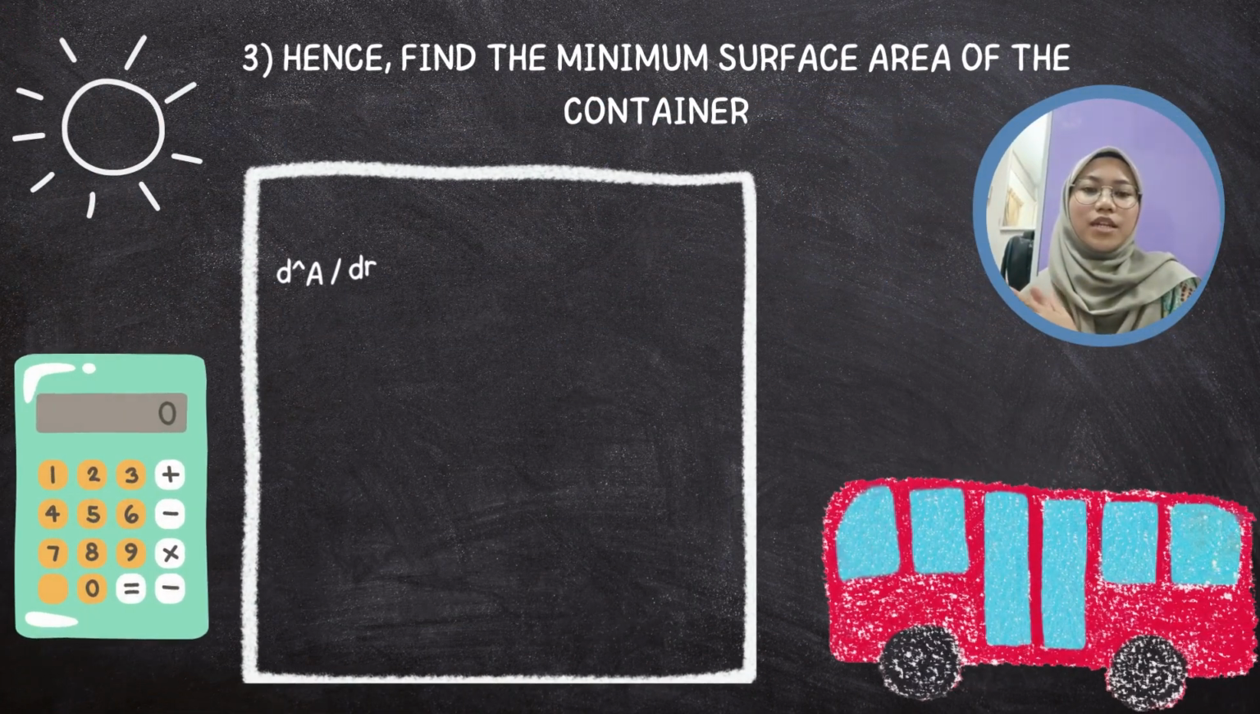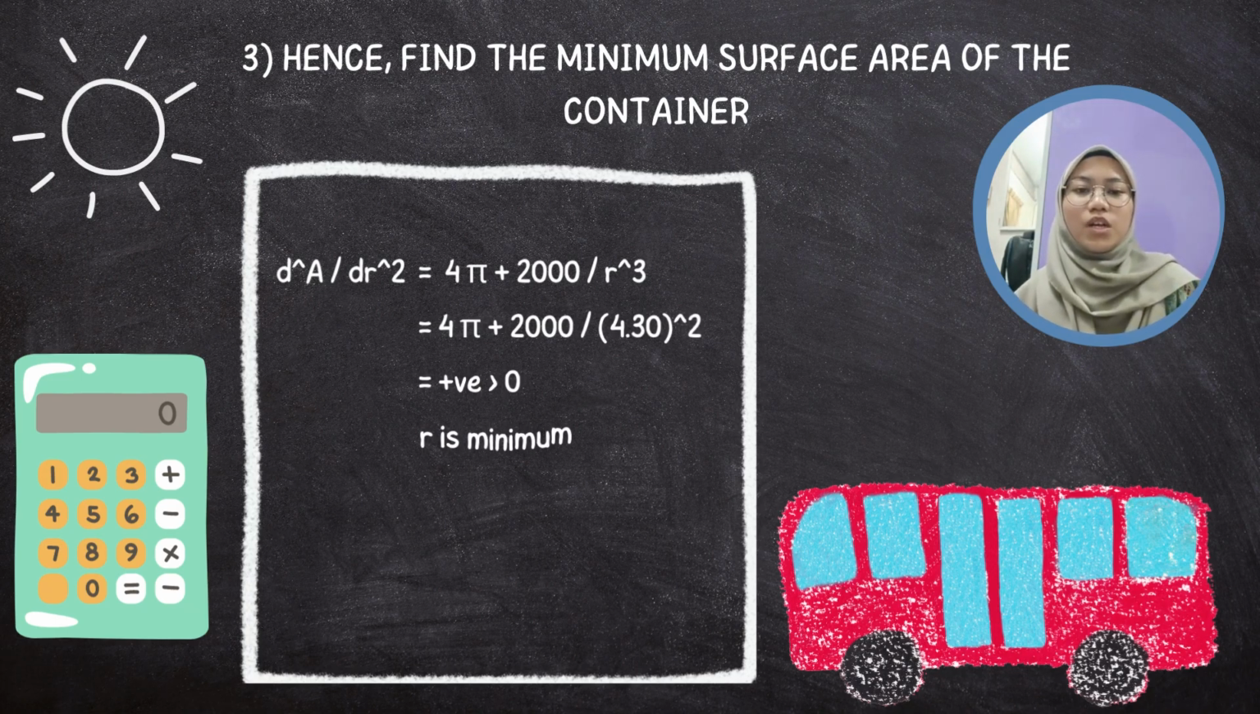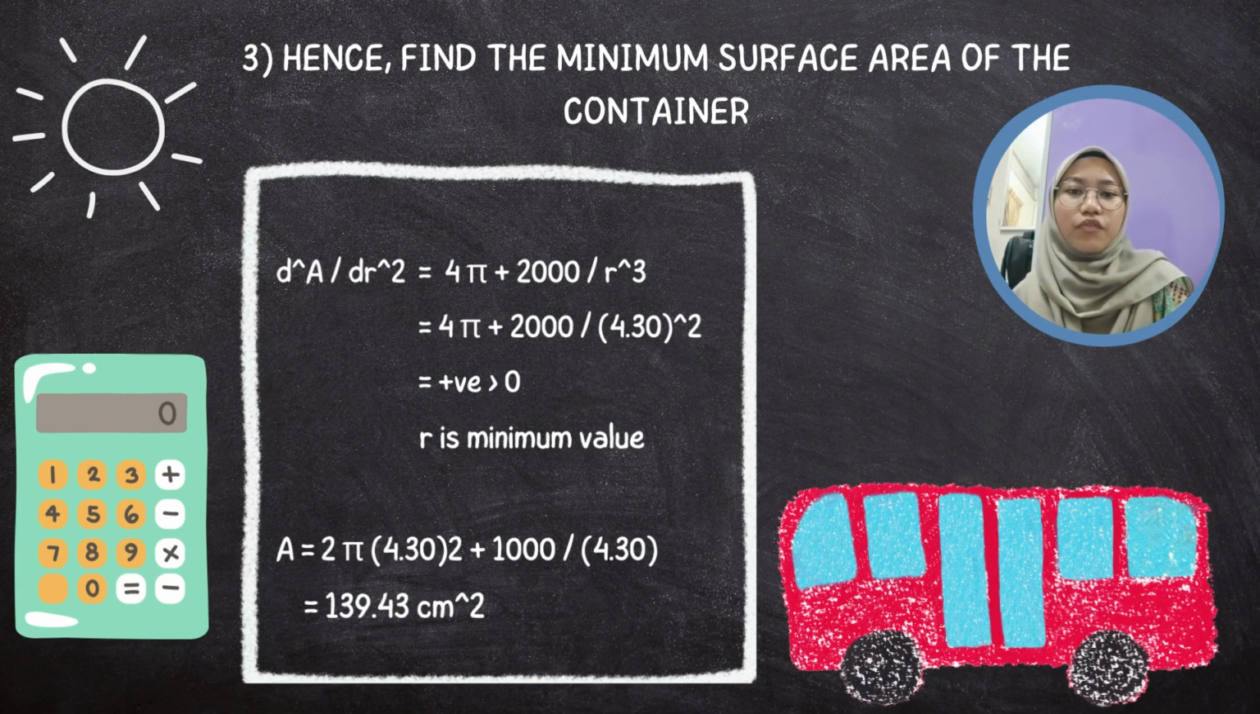So, the last question is we need to find the minimum surface area of the container. To answer this question, we need to use the second derivative of the function. So, we have d squared A divided by dr squared equals 4 pi plus 2000 divided by r to the power of 3. After that, we need to substitute r with 4.30 in the equation. So, it will be 4 pi plus 2000 divided by 4.30 to the power of 3, and we get the answer is positive. Based on the theorem, if f double prime x is more than 0, then the function has a minimum value. So here, r is considered as the minimum value.